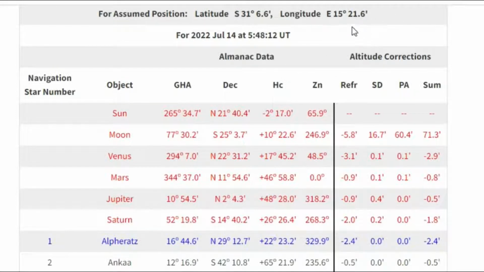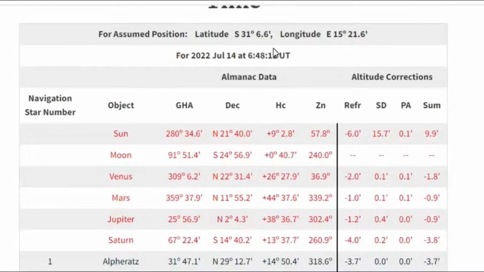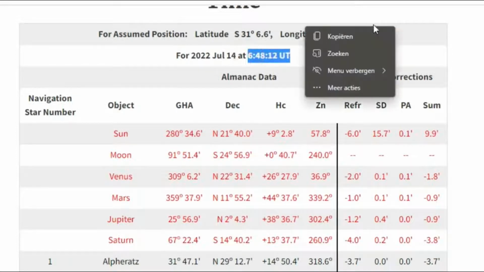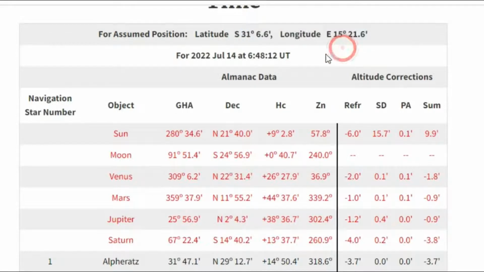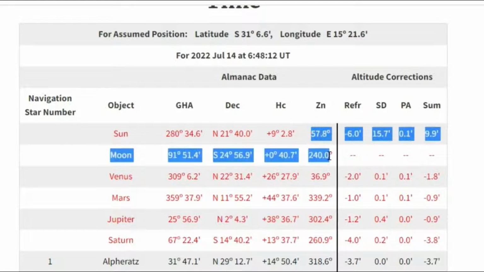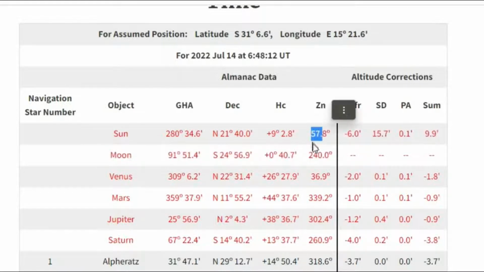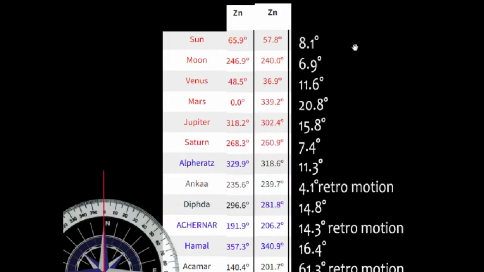So 15 degrees an hour, you say. Let's move an hour forward. 6:48, same location. I will put those two rows from the observed celestial bodies next to each other, and then we see how much the azimuth changes. An hour of globe rotation. 15 degrees an hour, you say? I don't think so.